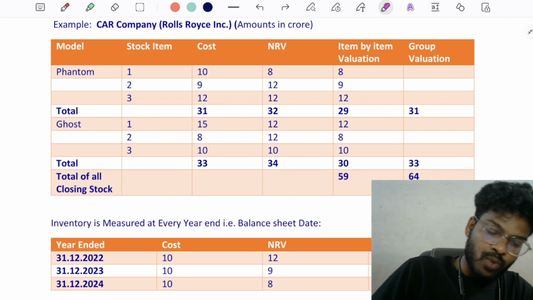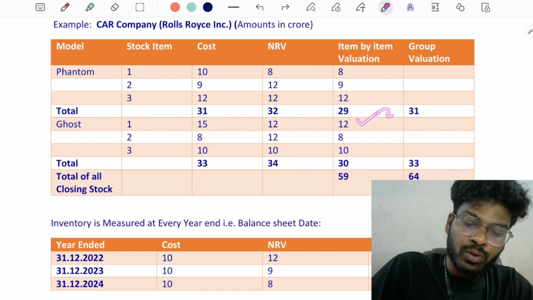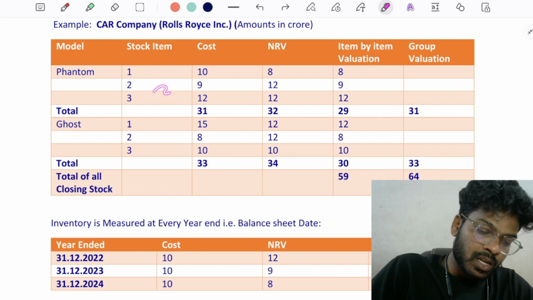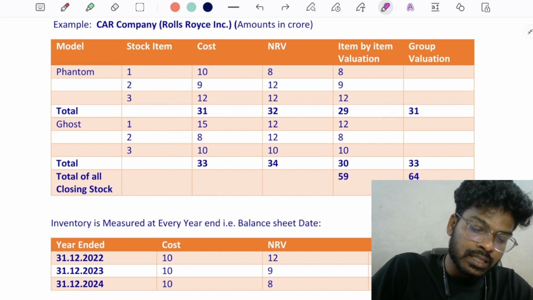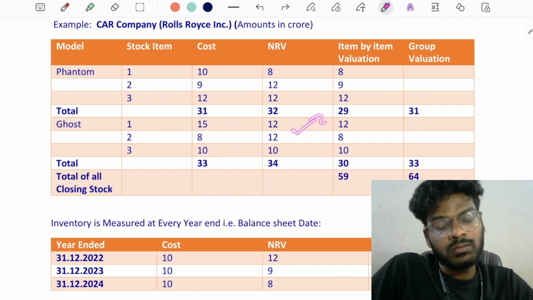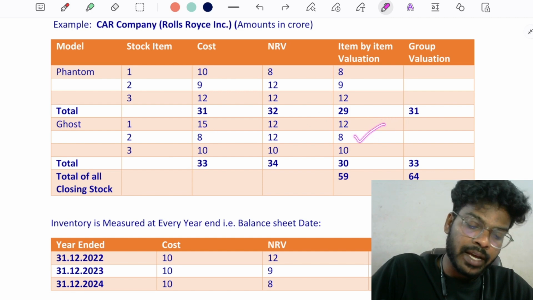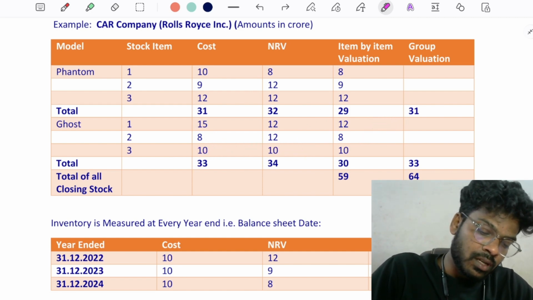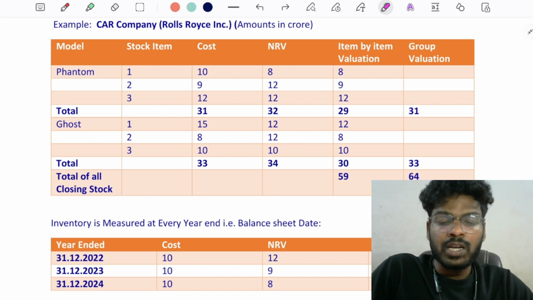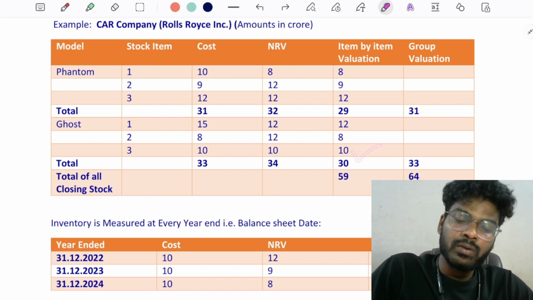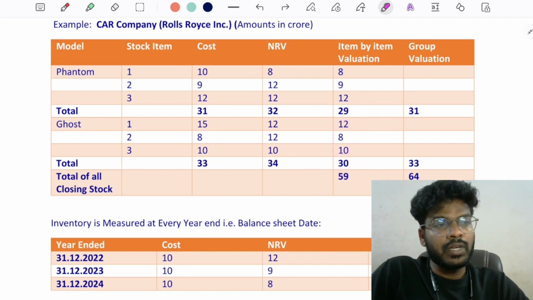Next, Ghost model 1. Cost is 15 crore, NRV is 12 crore. 12 crore should be taken. Next, stock item 2. Cost is 8 crore, NRV is 12 crore. The lower value is 8 crore, the cost. The cost should be taken. Third one: cost is 10 crore, NRV also 10 crore. We should take 10 crore for valuation. Total of this will be shown at 30 crore in inventory.